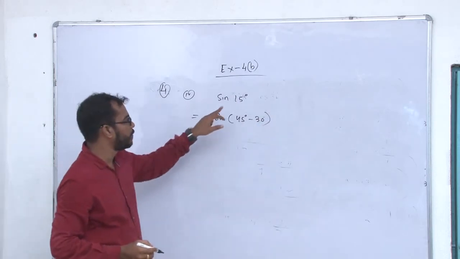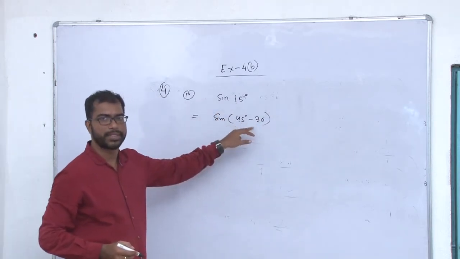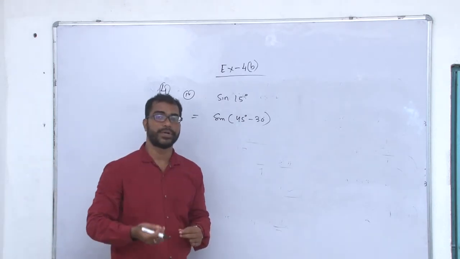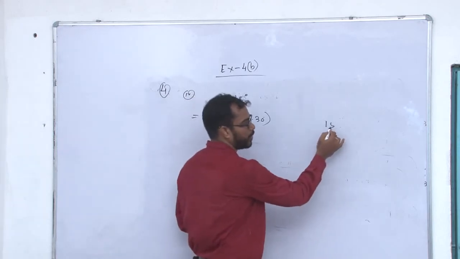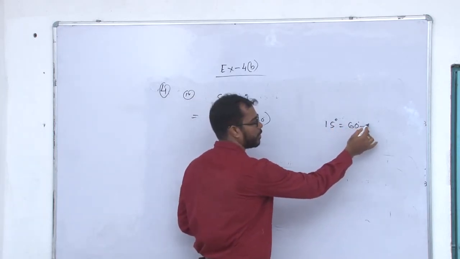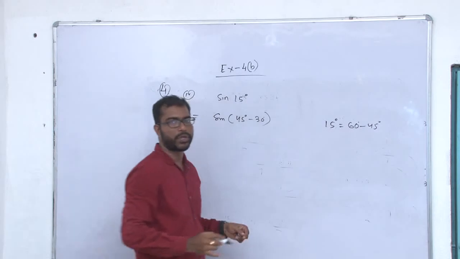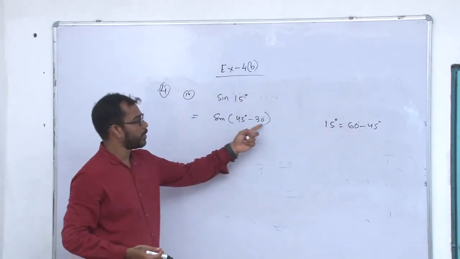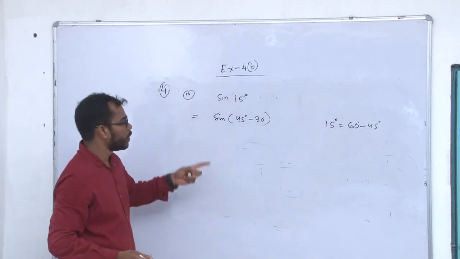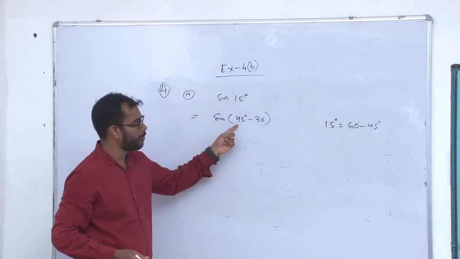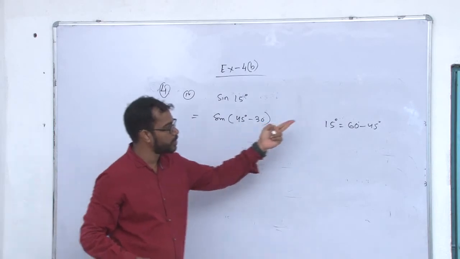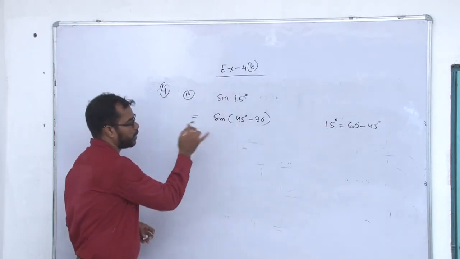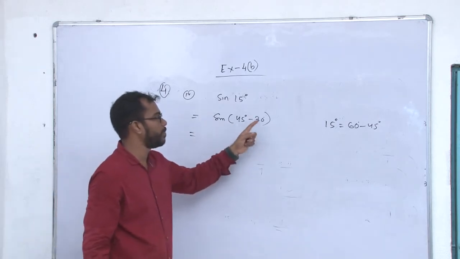That means you can write 15 degree in terms of 45 degree minus 30 degree, or you can express it as 60 degree minus 45 degree, because both values are in our standard angles. So here we can take sin of 45 degree minus 30 degree.